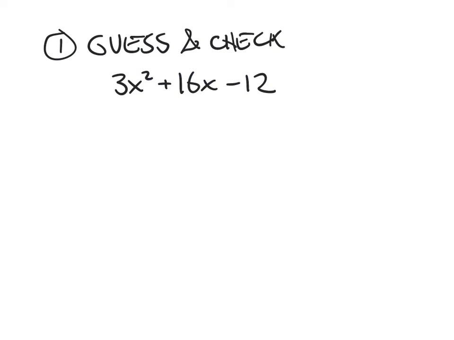For guess and check, we start by putting a template down that we know it's going to have to be 3x and x, because when we check our work, these first terms have to multiply to get 3x squared, and there's really only one way to do that. With a 3x and an x, that'll be 3x squared. Next step is to list the factor pairs of 12, 1 and 12, 2 and 6, 3 and 4.